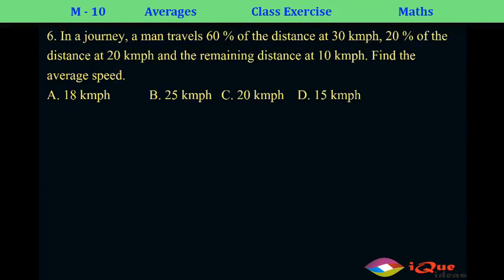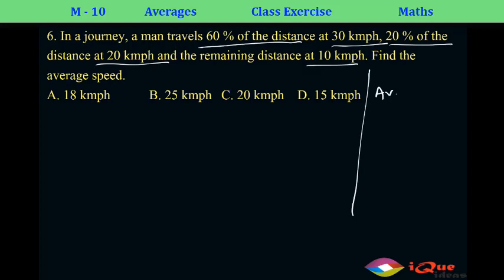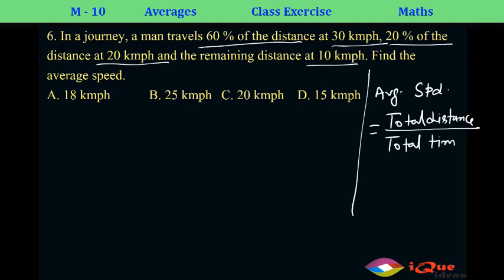Now this question is more related to time, speed, distance concept. It says 60% of the distance at 30 km per hour, 20% at certain speed and remaining at certain speed. Find the average speed. Now here we need to understand that average speed is basically equal to total distance traveled divided by total time taken. And in any situation, how do you calculate time? The time is equal to simply distance divided by speed, right? This we have done in time and distance chapter.